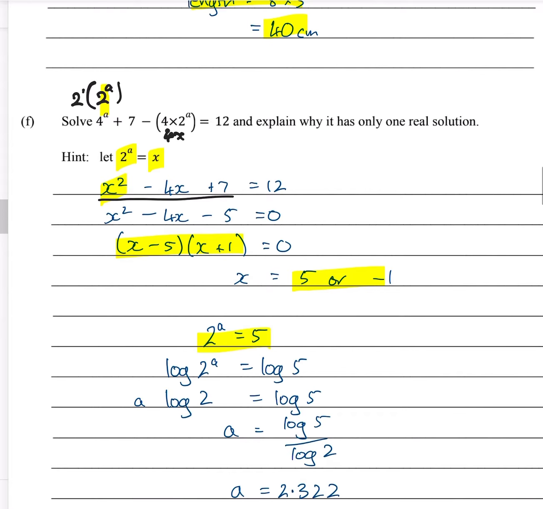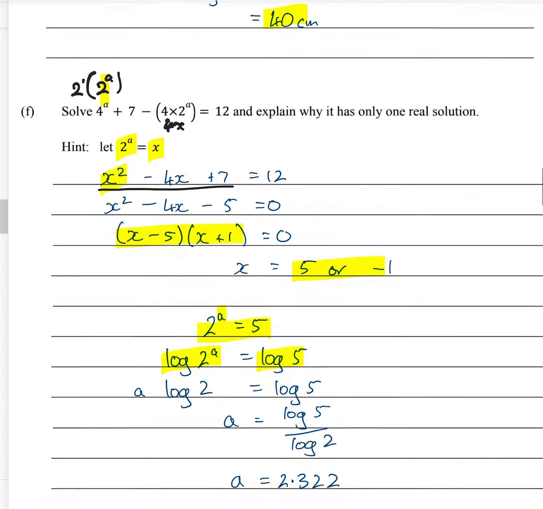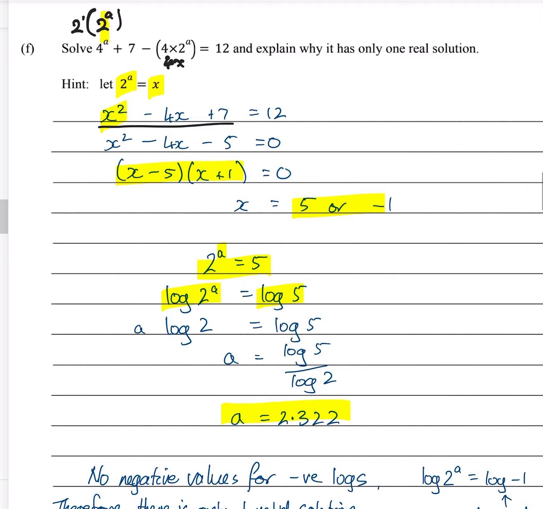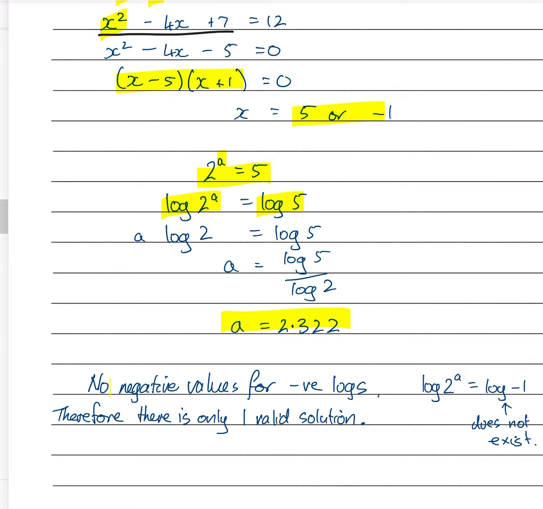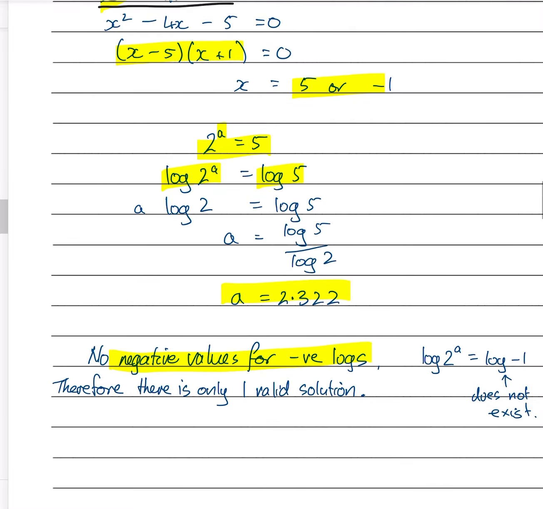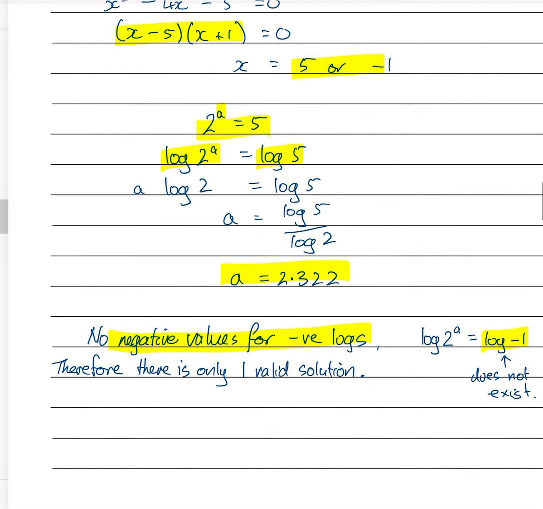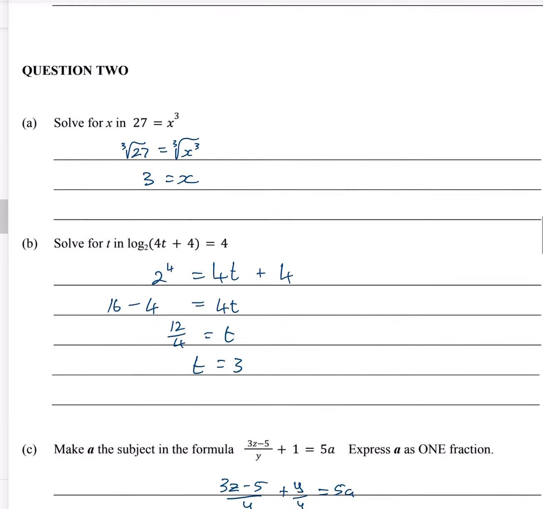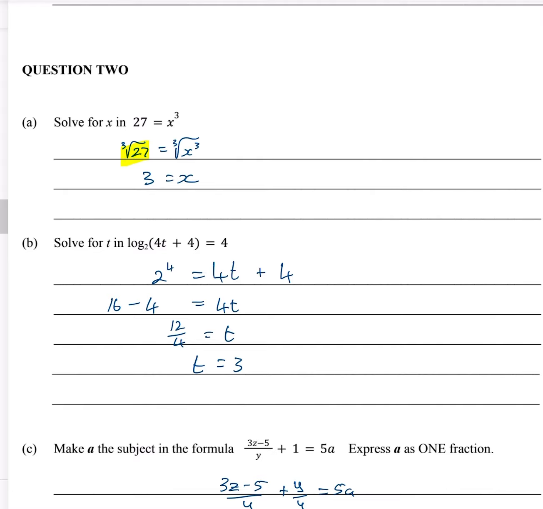Now 2a equals 5. A is a power, so use log of both sides. You should know how to do that to get that. Now there is no negative value for log, so log of negative 1 does not exist, therefore there is only one valid solution. For question 2, find the cube root of 27 and the cube root of x cubed.